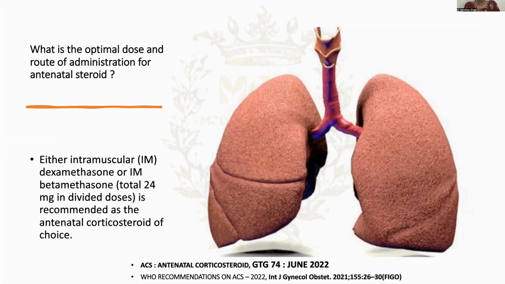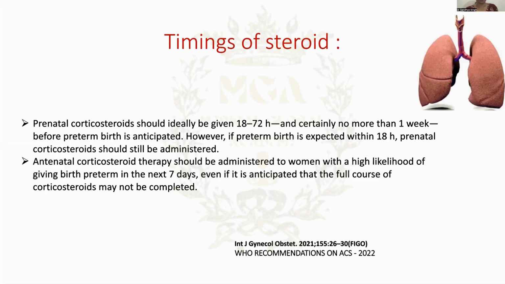Talking about the dose of steroid, the dose which we give is 24 milligrams in divided doses. Dexa is given 6 milligrams, 12 hourly, 4 doses, and betamethasone is given 12 milligrams, 2 doses, 12 hours apart. Timing of steroid: steroid should only be given when you are anticipating a preterm delivery. I'm very specific: when you are anticipating a preterm delivery.